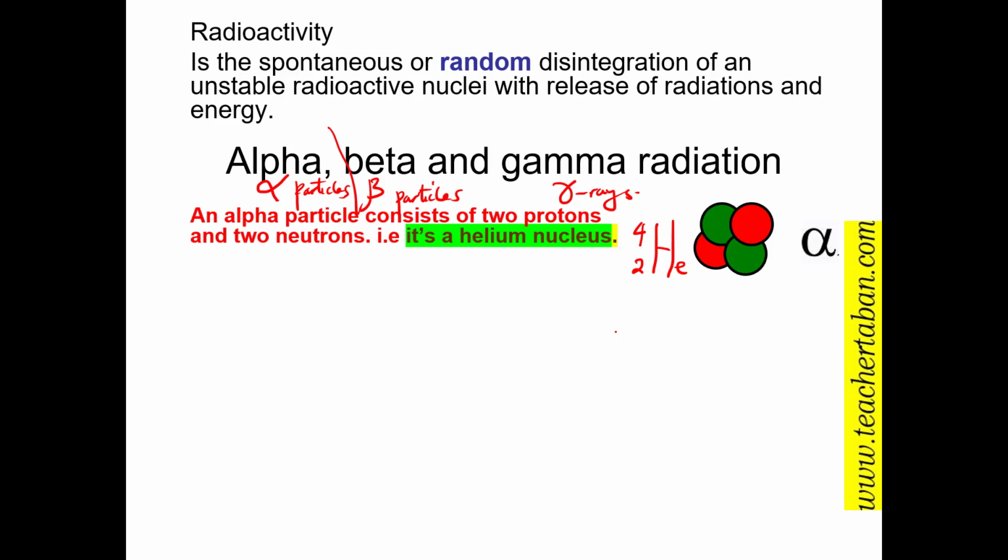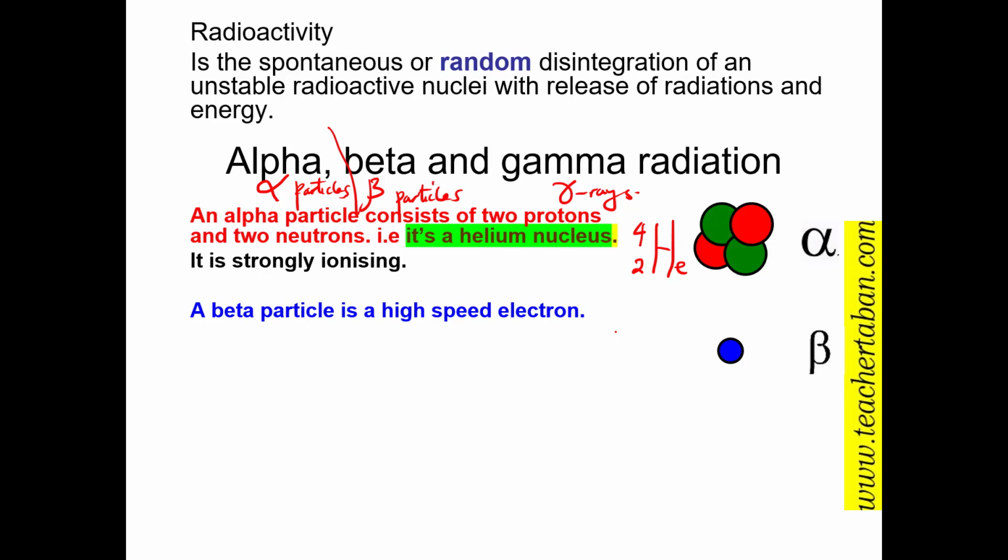Since it has protons and neutrons, it has a mass. Then it is strongly ionizing, meaning that once it meets other atoms, it can disintegrate them, it can ionize them, forming positive and negative ions. Another particle is what we call a beta particle, and a beta particle is simply a high-speed electron, simply an electron that is moving at a very high speed. So we represent this using an E, and it has a representation like this, that is an electron.